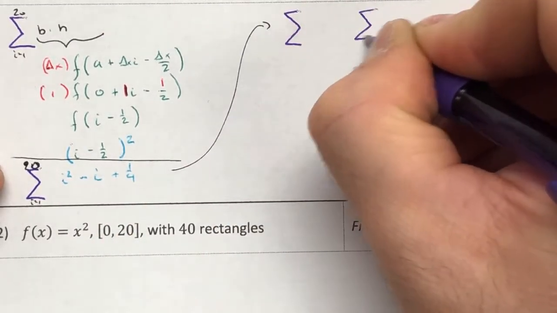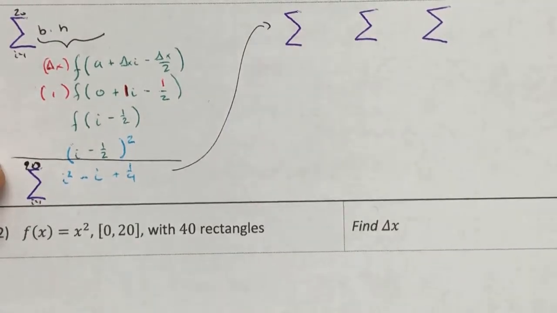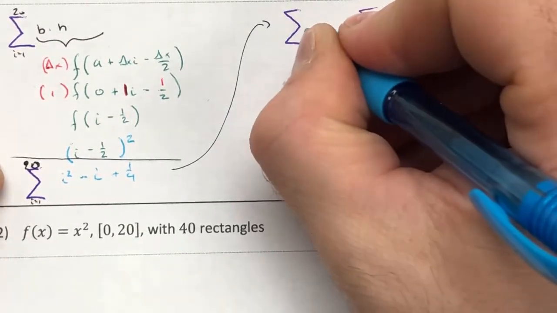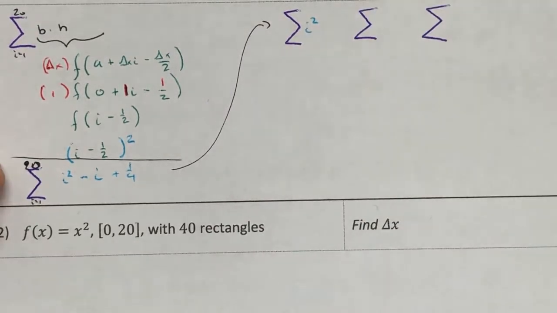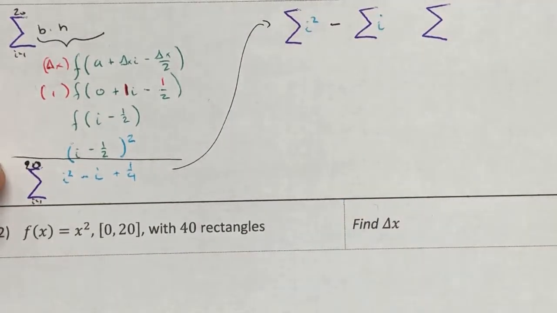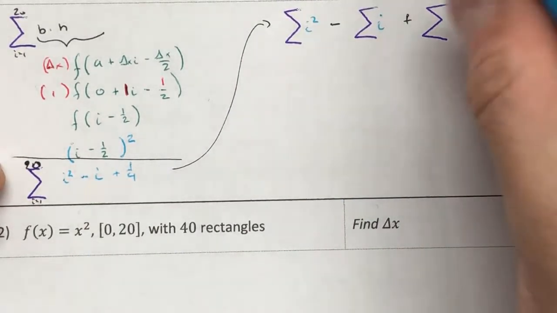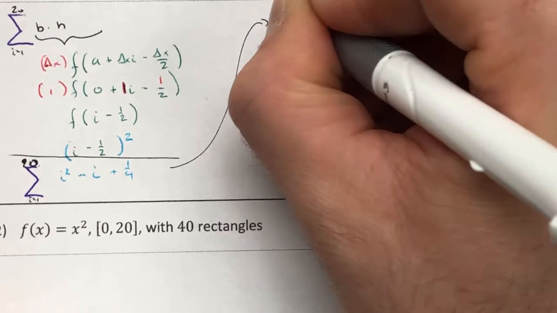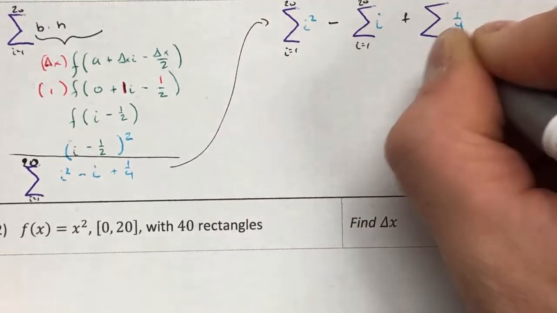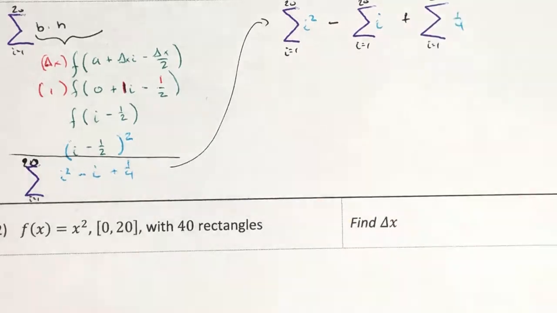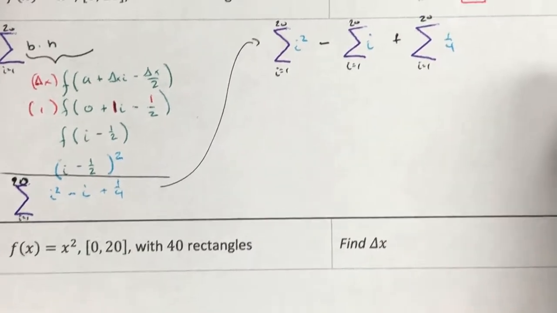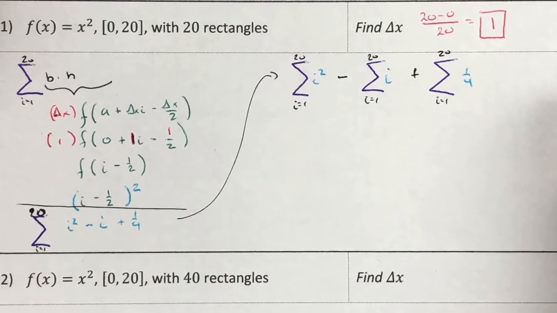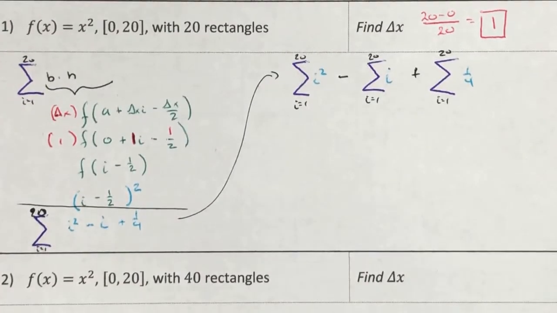1, 2, 3 sum terms. I'm going to take the sum of i squared, and we are going to subtract the sum of i, and we are going to add the sum of 1/4. All three of these sums are from i equals 1 to 20 for all 20 rectangles. Perfect. Center this problem up a little more. Cool. And so let's go ahead and reduce this.